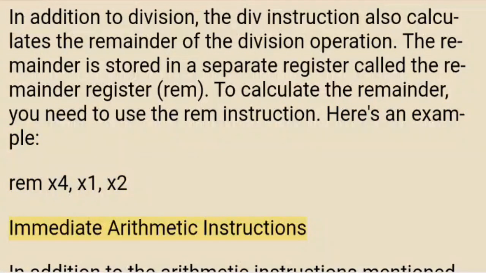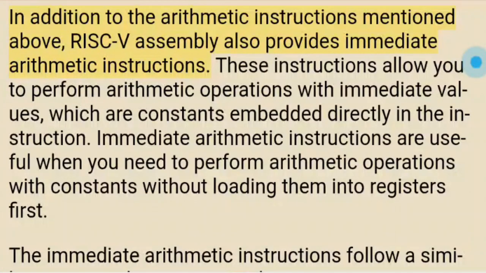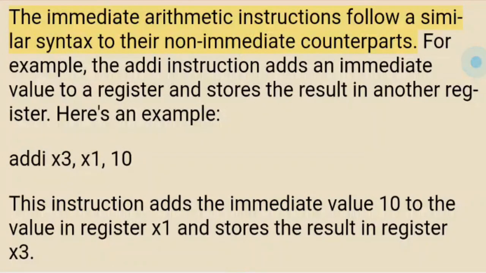Immediate arithmetic instructions. In addition to the arithmetic instructions mentioned above, RISC-V assembly also provides immediate arithmetic instructions. These instructions allow you to perform arithmetic operations with immediate values, which are constants embedded directly in the instruction. Immediate arithmetic instructions are useful when you need to perform arithmetic operations with constants without loading them into registers first. The immediate arithmetic instructions follow a similar syntax to their non-immediate counterparts.